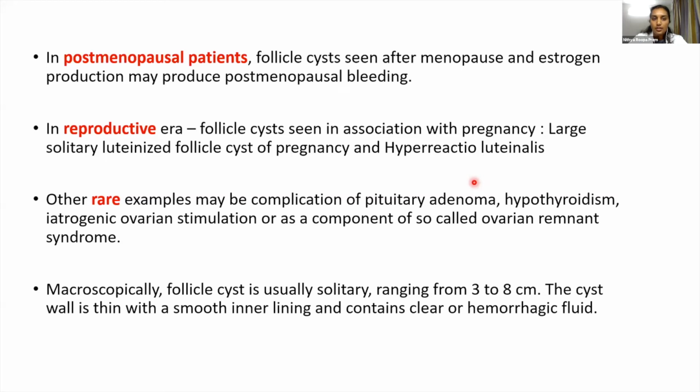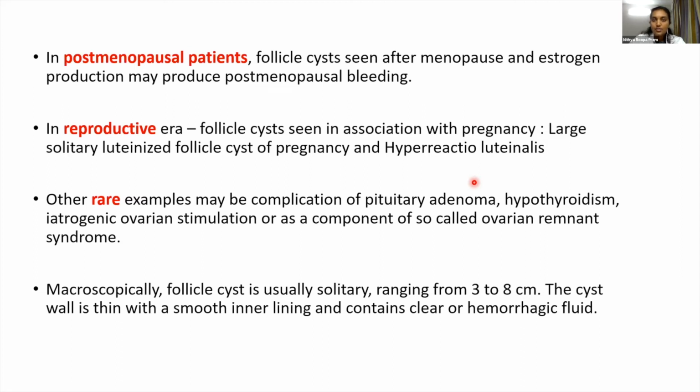In reproductive era, the follicle cyst is seen in association with pregnancy, like large solitary luteinized follicle cyst of pregnancy or hyperreactio luteinalis. Other rare examples may be due to complications like pituitary adenoma, hypothyroidism, iatrogenic ovarian stimulation, or as a component of so-called ovarian remnant syndrome.